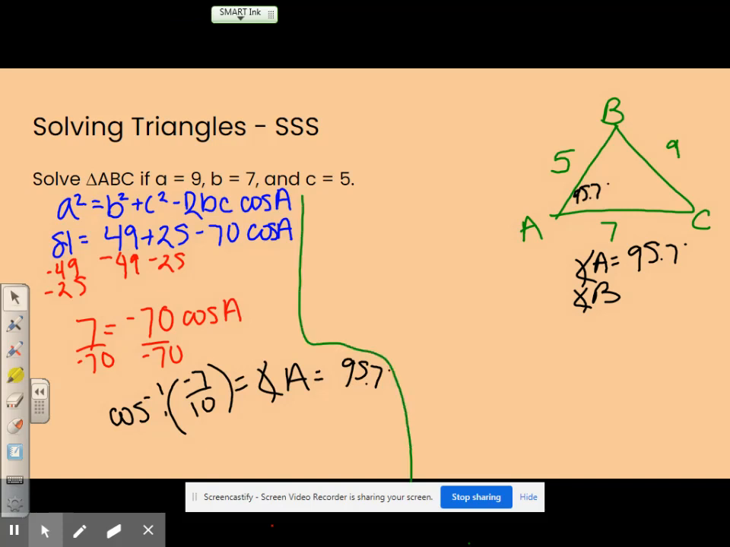All right, let's check out angle B. Very, very similar as before. I'm going to start with B being on my end caps. So B squared equals A squared plus C squared minus 2AC times the cosine of B. All right, let's fill in what we know. I know that the value of B is 7. So B squared is going to be 49. A squared is 9. So 9 squared is going to be 81. Plus C squared, 25. Minus 2 times 9 times 5, which is going to be 90 times the cosine of B.